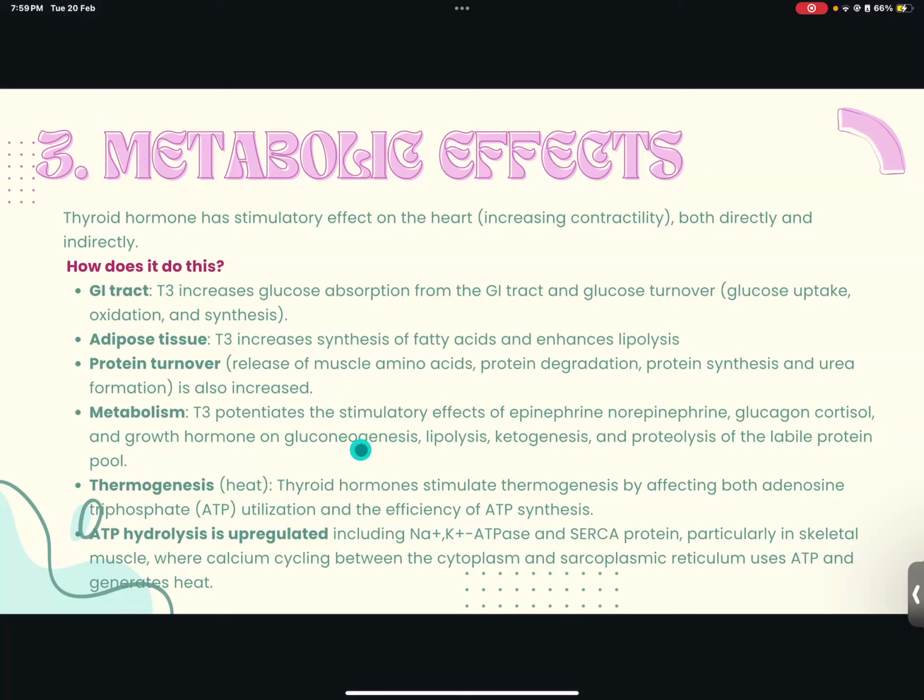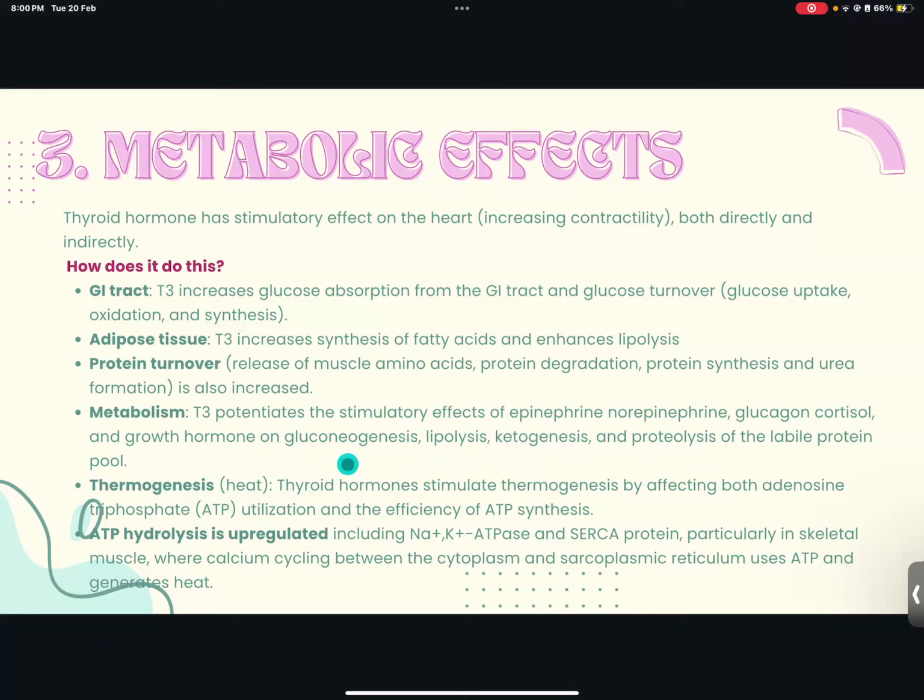And for the metabolic effects, T3, thyroid hormone, is going to potentiate, or in other words, increase the stimulatory effects of catecholamines like epinephrine and norepinephrine, and also glucagon, cortisol, and growth hormone. And it's going to increase the following processes. It's going to increase gluconeogenesis, so it's going to produce more glucose, increase lipolysis, so increase the amount of fatty acids, increase ketogenesis, so it'll increase the amount of ketone bodies, and proteolysis, so it'll break down more proteins into amino acids.